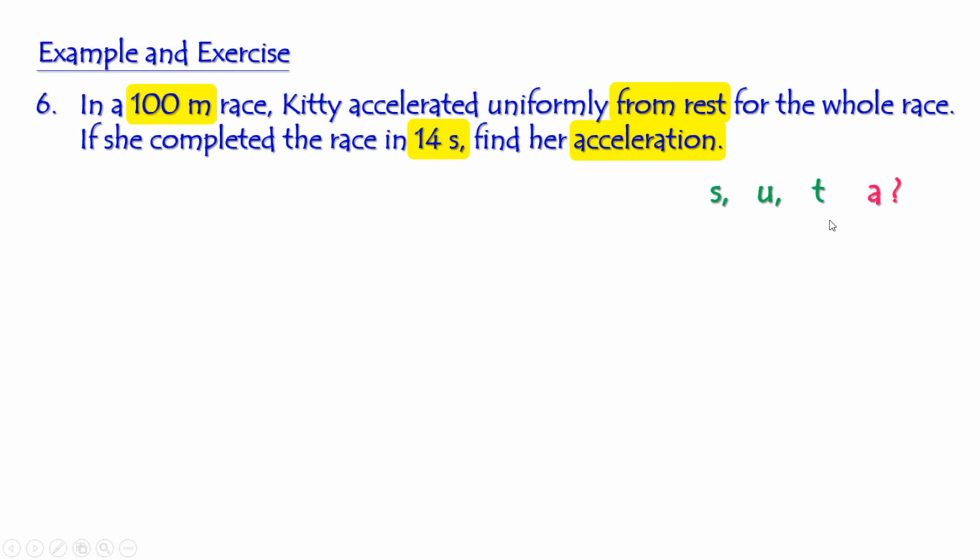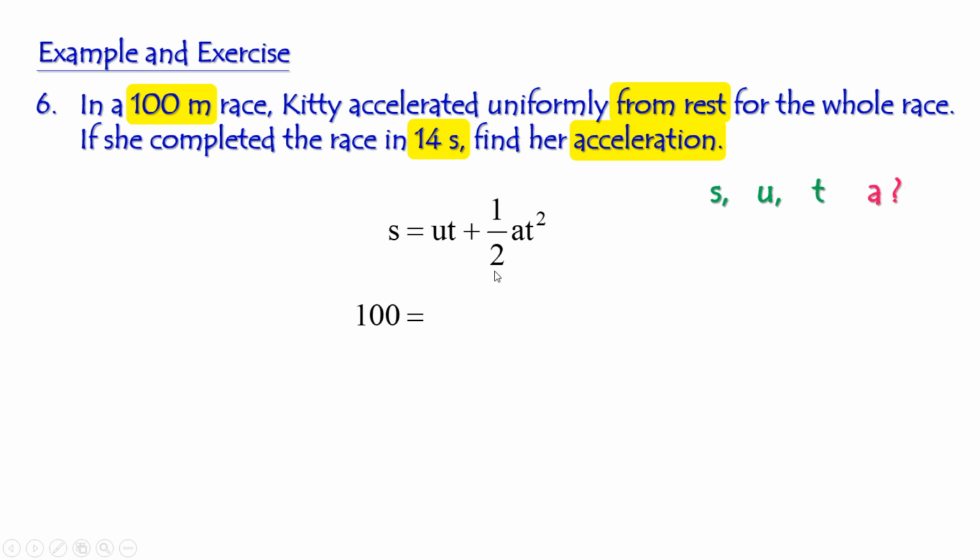Which formula will you use? You have only one formula that helps you to find the distance traveled. So you use equation 3, the third one. Put all the numbers into the equation. The distance traveled is 100 meters, and her initial speed is 0. So you do not need to write down anything because 0 times anything will become 0.